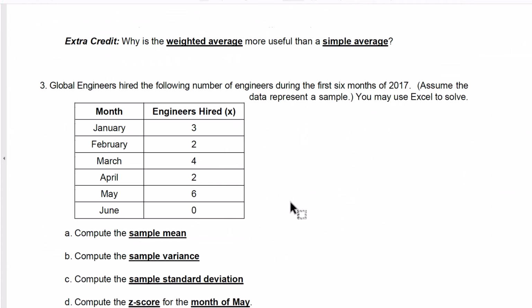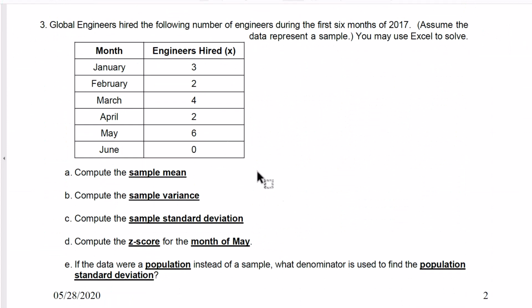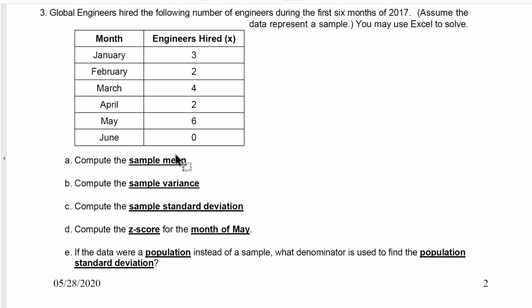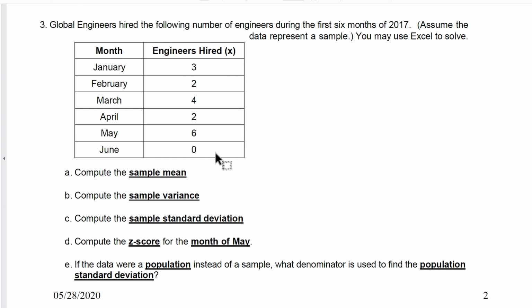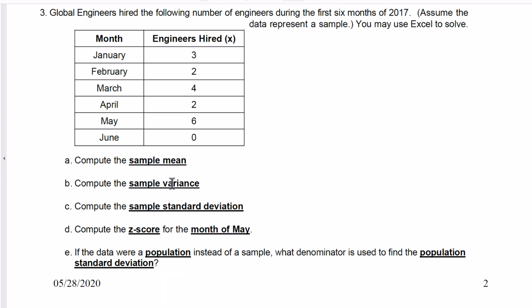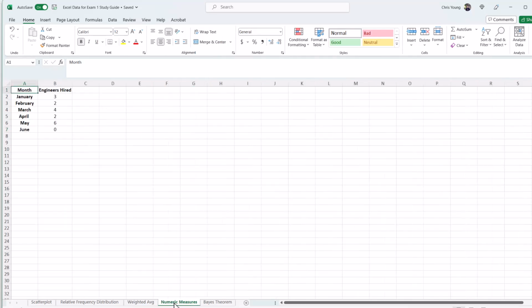On the next one, we are given a set of data for some engineers, and the data just indicates when these engineers were hired. So this is the X, and we have 6 months of data: January, February, March, April, May, June. For this particular problem, we're going to do some calculation of numerical statistics. We want the sample mean, sample variance, sample standard deviation, z-score, and then a question about the population. So let's jump over to Excel and do some numerical measures.